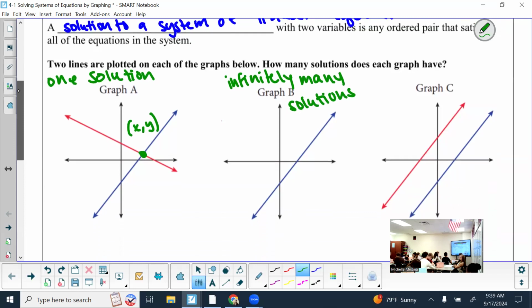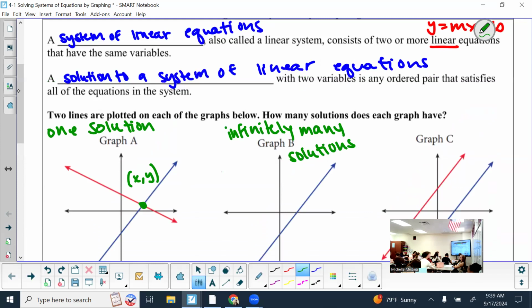Or a few lessons ago, we talked about equivalent equations. That would be them having the same slope and the same y-intercept. So even without graphing, if I see they have the same slope and same y-intercept, I know it'll be infinitely many solutions because it's the same line.